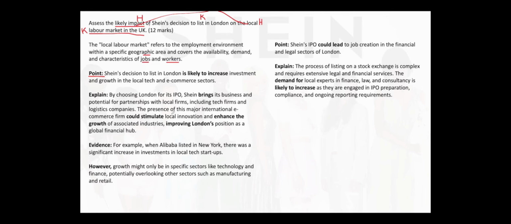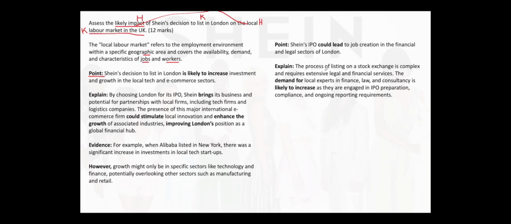So over here we're talking about obviously the generic stuff of listing, and now we're bringing in our knowledge of IPO. Up here I put the K next to it because I needed to demonstrate, I think, a little bit of understanding of IPO, even though this is clearly about the labour market. It's a 12 marker, it's meant to be difficult. Make sure you look out for that type of hints and tips in the question.